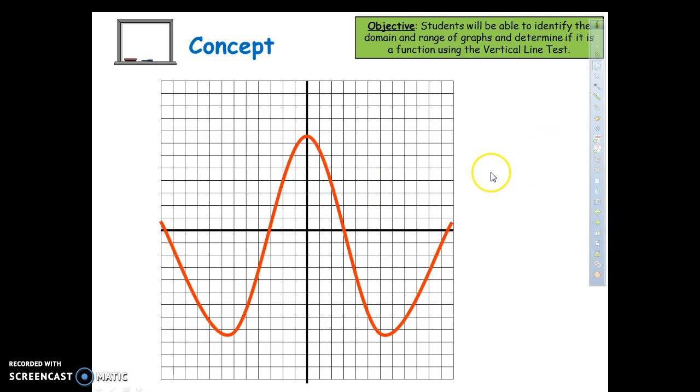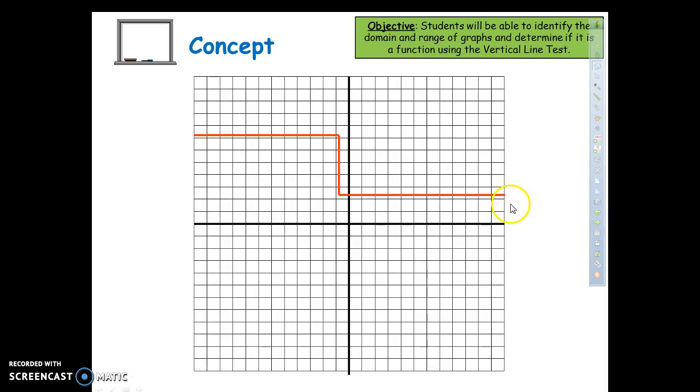Again, I want you to pause the video and think, do you think this relation is a function? Let's go ahead and conduct my vertical line test. Notice how this passed the vertical line test. It never touched the vertical line in more than one location, so therefore this is a function.